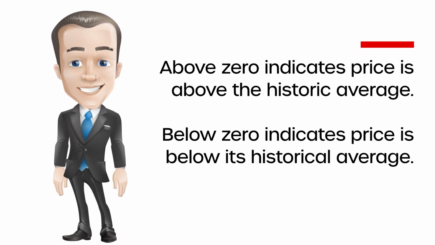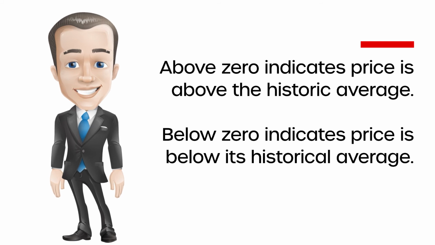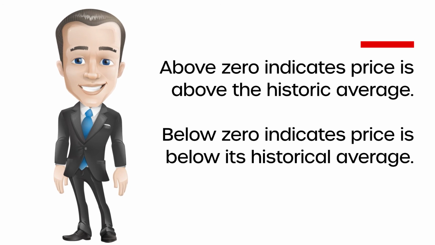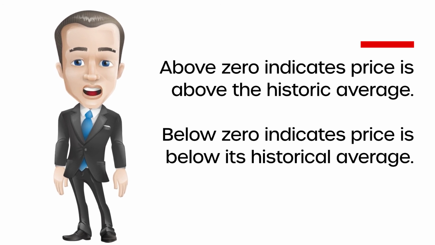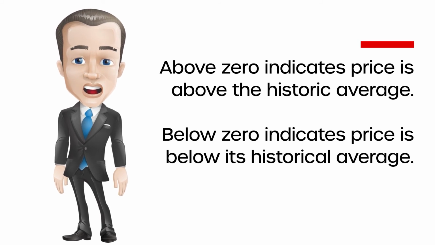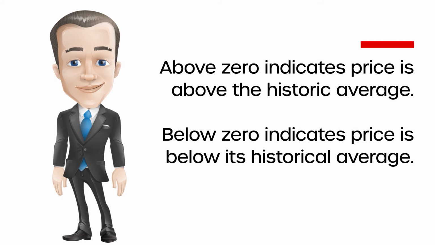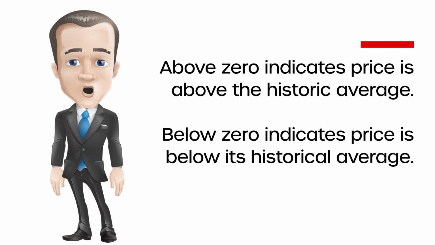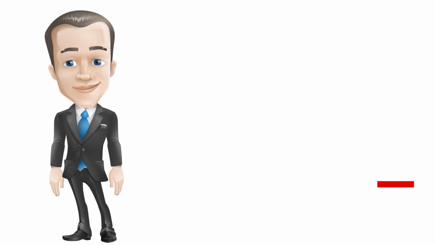So crossing over zero is a further bullish sign. Crossing under zero is a further bearish sign. KST above zero indicates the price is above its historical average. When trading below the zero, the current price is below its historical average. KST is below zero, the current price is below its historical average.